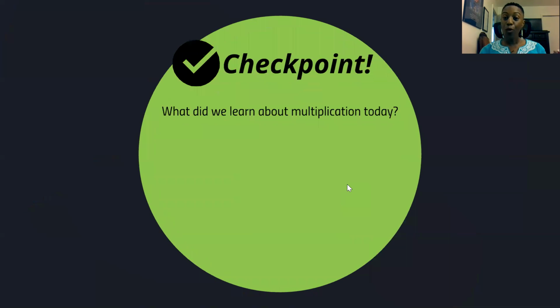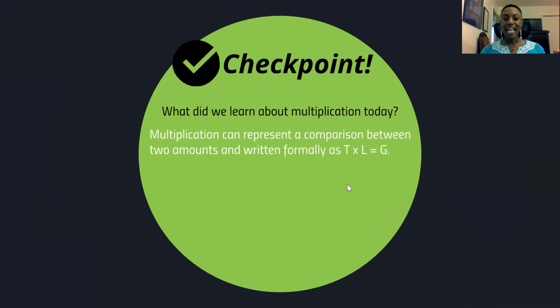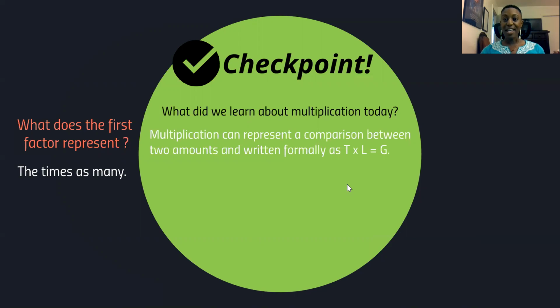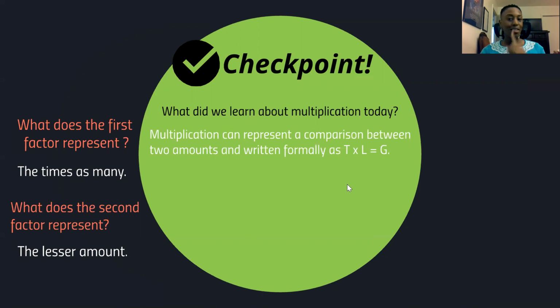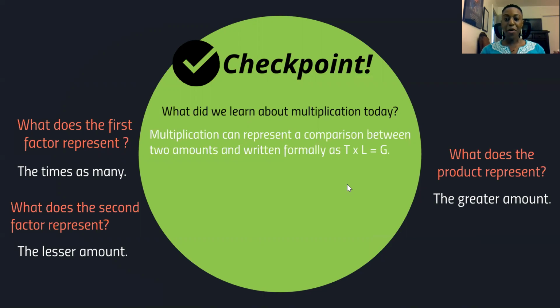Alrighty, so all of that work, let's put it all together now and think about our checkpoint. What did we learn about multiplication today? Yes, we learned that multiplication can represent a comparison between 2 amounts, and we can write it formally as T times L equals G, of course, as a convention because we can always be flexible. Talk to me about the first factor. It represents the times as many. Ding, ding, you got it. Talk to me about the second factor. Yes, it represents the lesser amount. You know what's coming next. What about the product? It represents the greater amount.